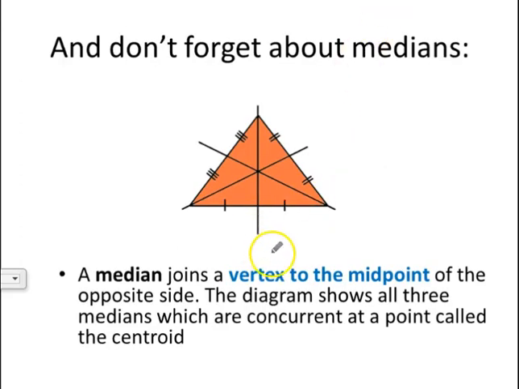Okay, and then last but not least, we had medians, and a median, we start at a vertex and intersect the opposite side at the midpoint. So here we don't have right angles involved like we do with perpendicular bisectors. I shouldn't say that. I should get rid of that whole last statement. A median is just going from a vertex to the opposite side where it intersects it into two equal parts.